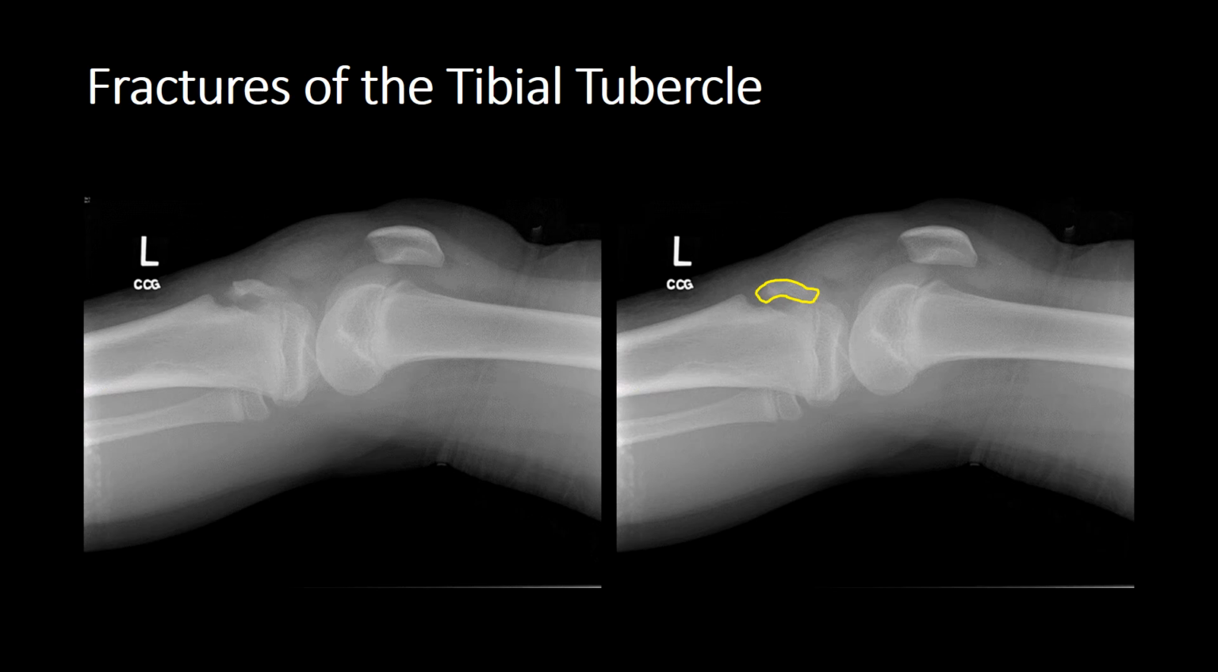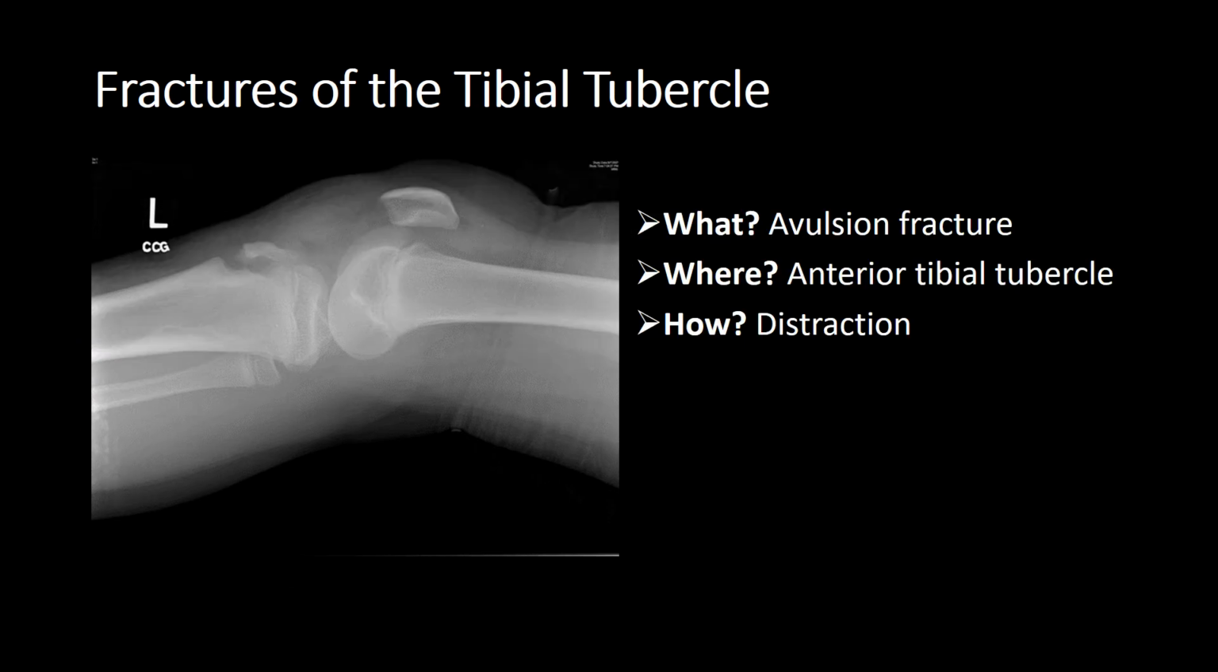And if you look, we can quite clearly see that the pre-patella tendon contains multiple stranding and obliteration to it, indicating that this has a really significant tendon injury. So what is it? It's an avulsion fracture where it's the anterior tibial tubercle, how, with distraction.